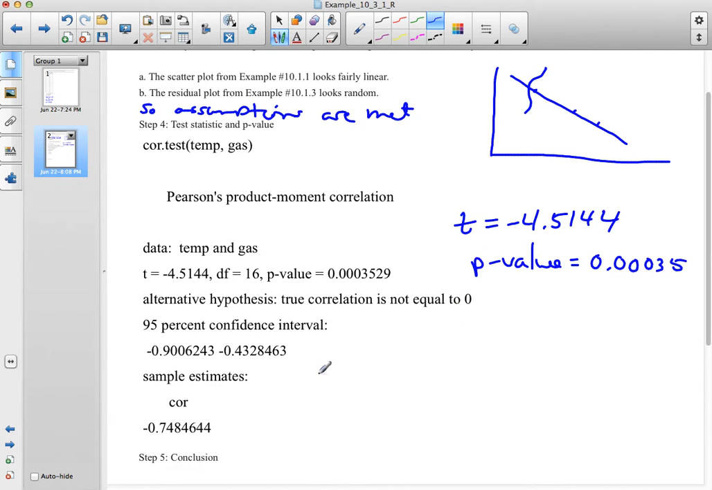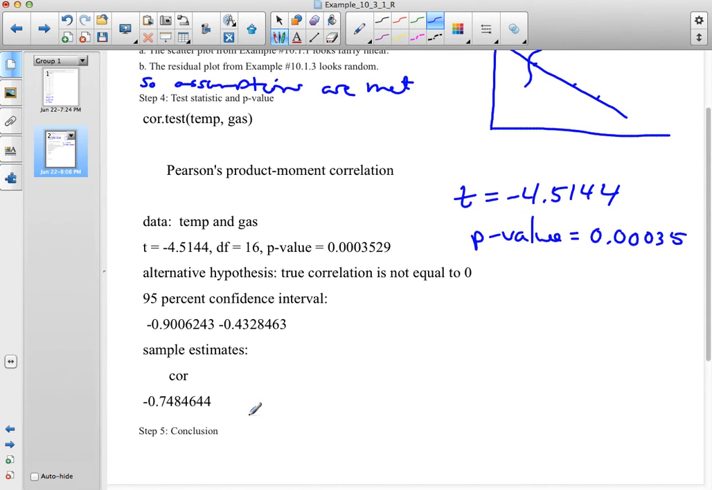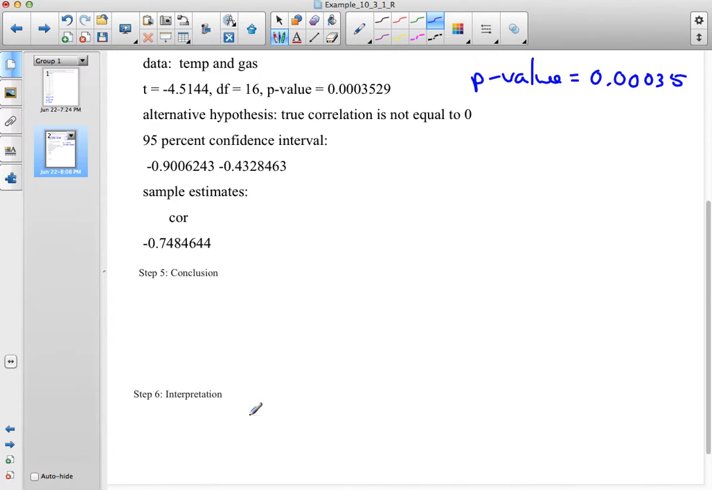It gives you a confidence interval for your, that's actually for your slope, I'm sorry. And then it does give you your correlation, which is right here. We already calculated that, and that was the same value we came up with before. So now we can move on to our conclusion.